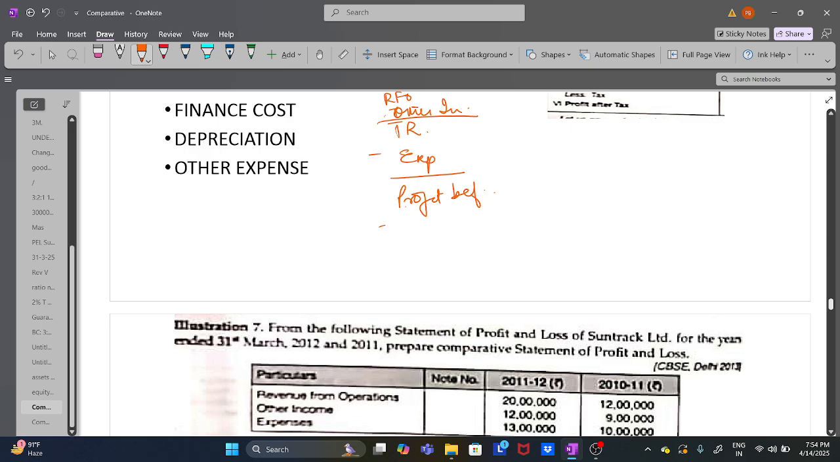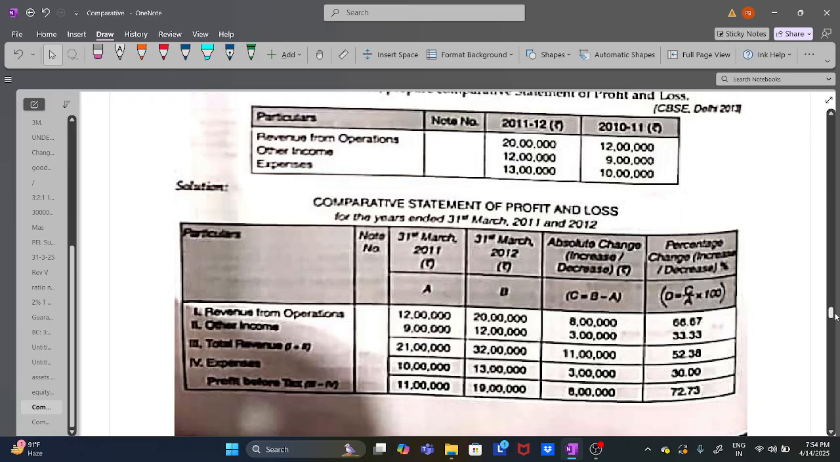On this we charge tax, say 30%, whatever percentage the tax is. When we minus that, we get profit after tax. And for the same thing also we have to take first the previous year data, then current year data, and then find out the change. Like here you are given revenue from operation, other income, expenses. Revenue from operation plus other income is total revenue. Then deduct expenses, you get profit before tax. This question doesn't have taxes.